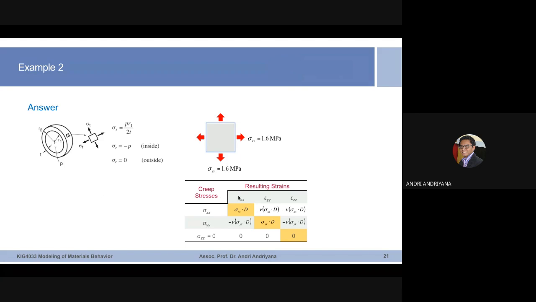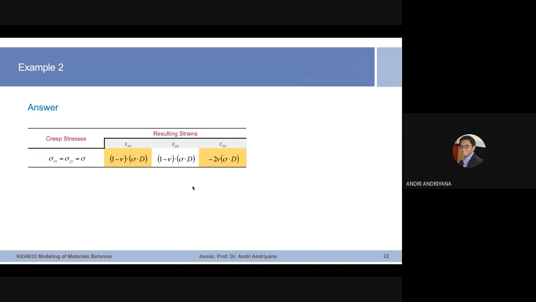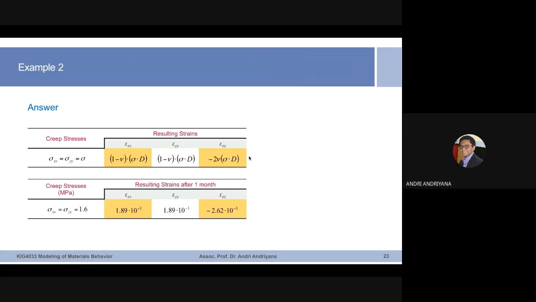Once I put everything in, I simply combine all of it, because we know that sigma xx equals sigma yy equals sigma, while sigma zz equals 0. Sum up all here: this is epsilon xx, the resulting epsilon yy, and the resulting epsilon zz. If we insert the values of D and sigma, this is the value of epsilon xx that we obtain after 1 month. This is the value of epsilon yy after 1 month, and this is epsilon zz after 1 month.